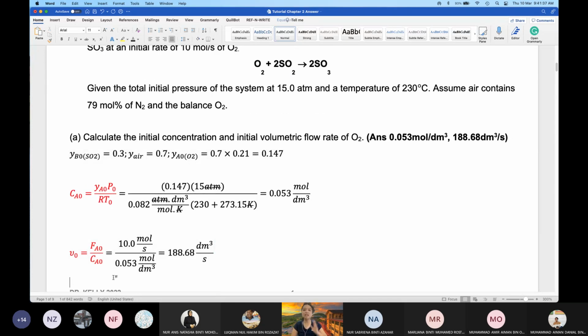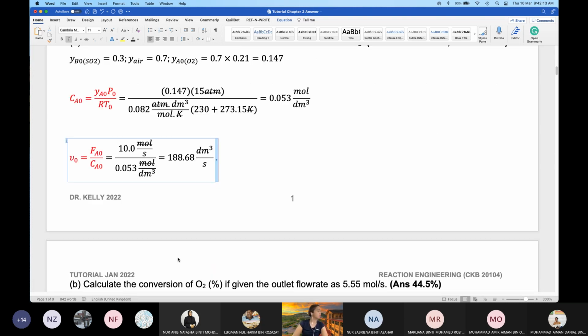So let's say you forget FA0 bagi CA0 ke, CA0 bagi FA0 ke, CA0 multiply FA0 ke, just do unit cancellation, the easiest one for you to know. So when you do the unit cancellation, you can see I can cancel the unit of mole. Then my dm cube goes to the top. I will get dm cube per second. dm cube is volume. Second is time. Volume per time. Volumetric flow rate. So most likely jawapan kamu betul lah. So you get the answer 188.68. Okay, so that's all for question.